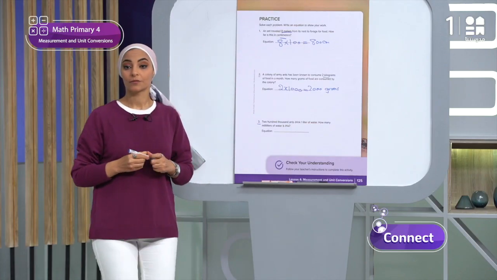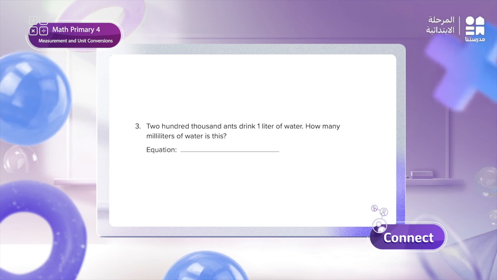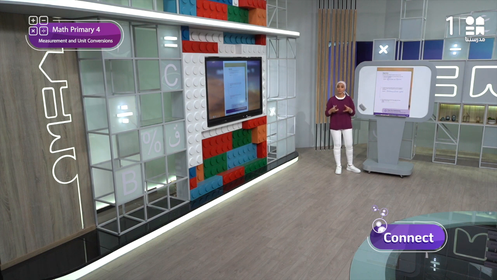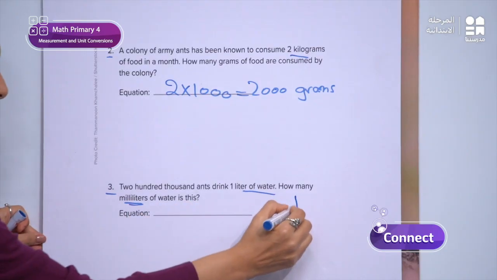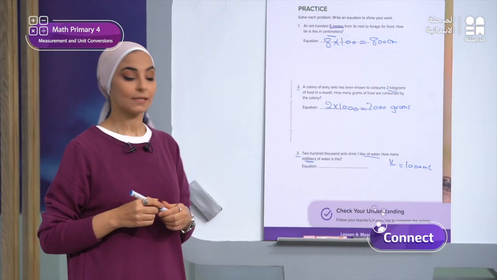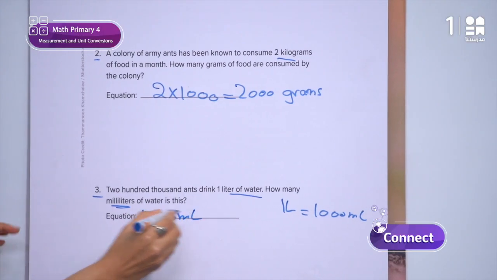And let's move to the last one. Here we want to convert the amount of water. Here I have 200,000 ants drink 1 liter of water. How many milliliters of water is it? عايزة أخلي liters أحولها into milliliters. So the question is what is the equivalent of 1 liter in milliliters? We know the answer to this problem. Every liter has how many milliliters? Yes, ال 1 liter فيه 1000 milliliters. ال 1 liter equals 1000 milliliters. So what should I do? Yes, هعمل 1 liter times 1000 يعني I have 1000 milliliters.